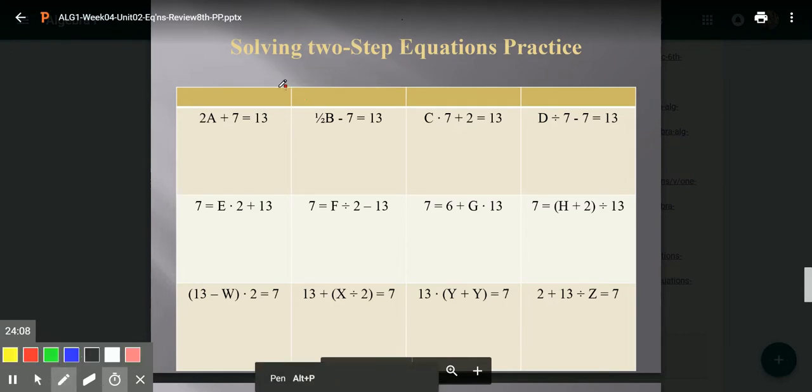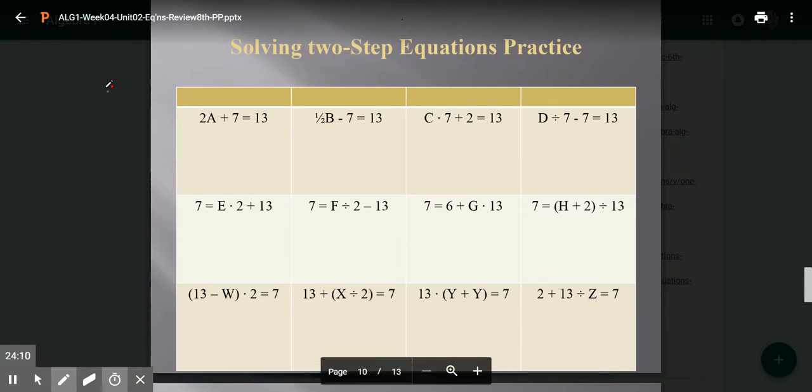And so remember that we want to do the order of operations, but in reverse. So instead of going from parentheses to exponents, to multiplication, division, to addition, subtraction, we're going to go the opposite way. Okay, because we're trying to undo it. So we want to go in reverse.